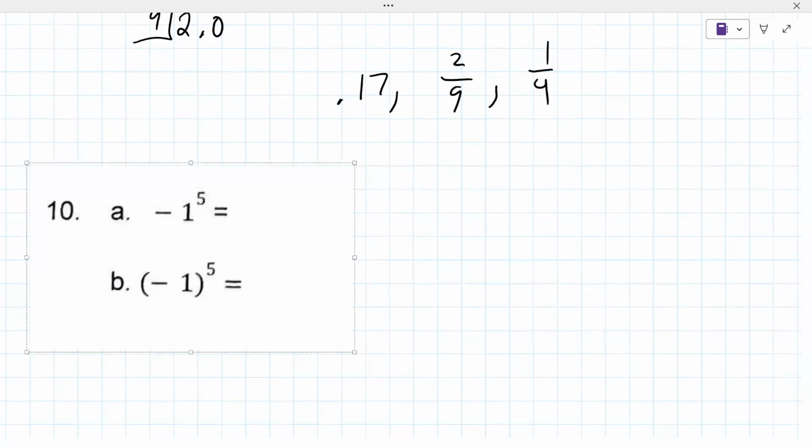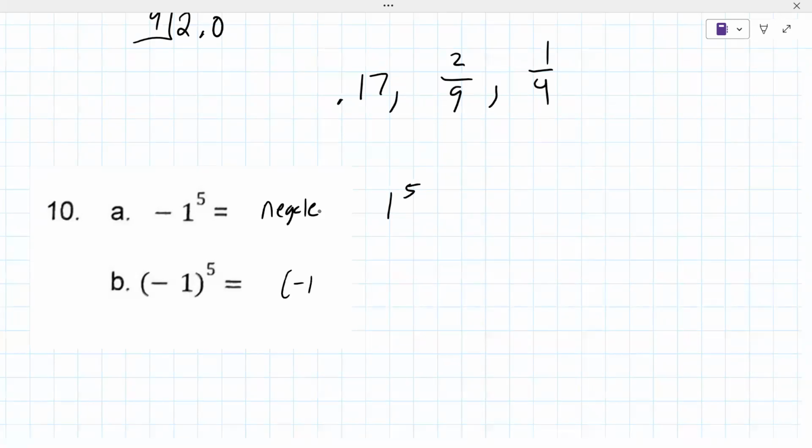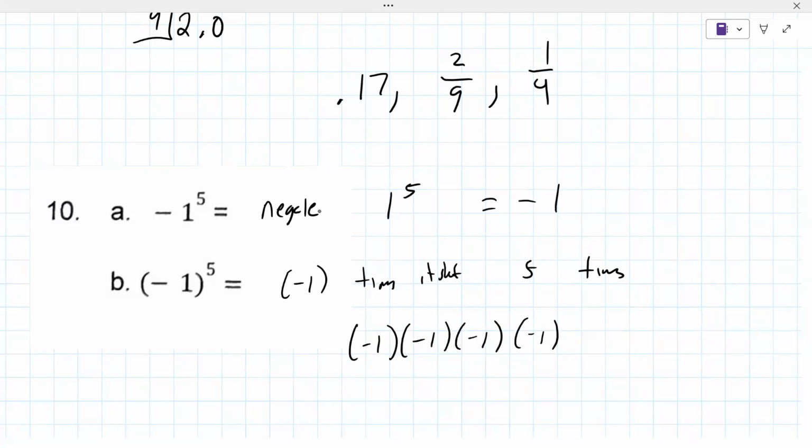So I'm going to put the words here. What to do? The first one says to negate 1 to the power of 5. The second one says negative 1 times itself 5 times. Now, do they equal the same thing? Negative 1 to the fifth is negative 1. So they're both actually negative 1.